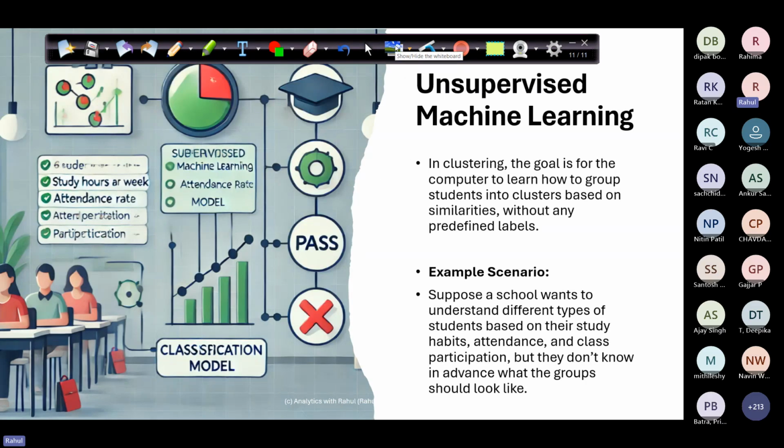So in clustering, the goal is for the computer to learn how to group students into clusters based on similarities without any predefined labels. Example scenario: suppose a school wants to understand different types of students based on their study habits, attendance, and class participation, but they don't know in advance what the groups should look like.